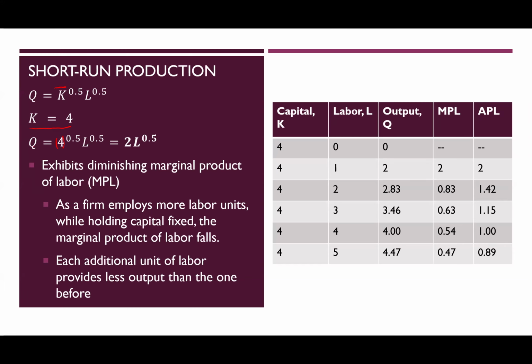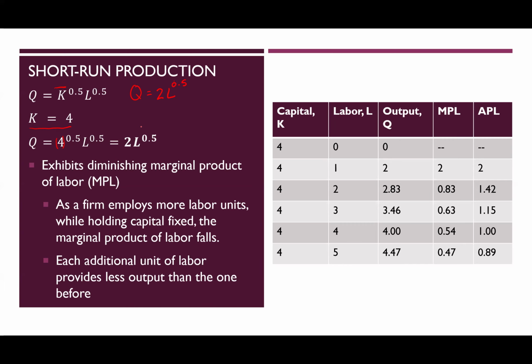So we'll get the quantity of output is equal to the 4 units of capital to the 1/2 power times the amount of labor used to the 1/2 power. So the square root of 4 is 2. So simplifying, we're left with quantity of output is equal to 2 times the amount of labor used, all to the, or excuse me, to the 1/2 power. So it's 2 times L to the 1/2 power.